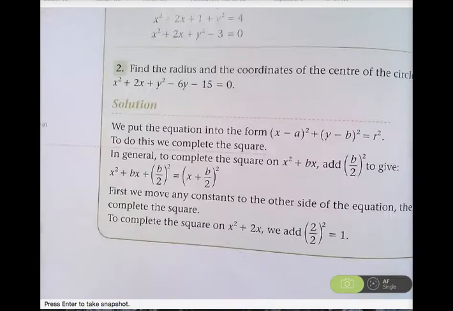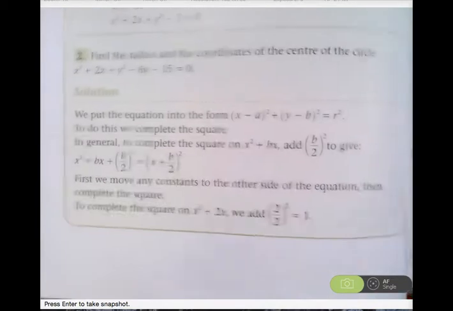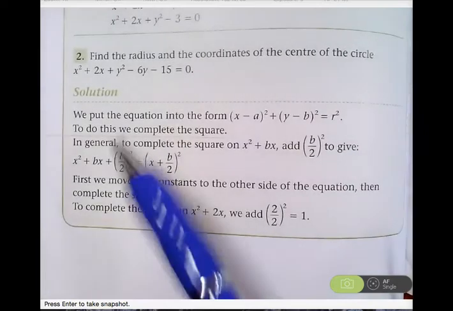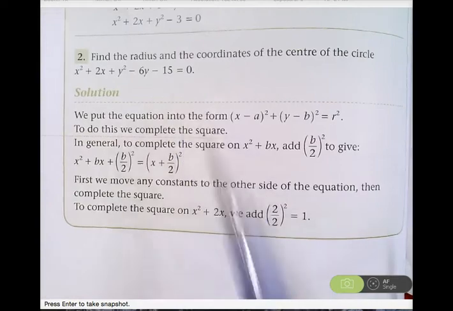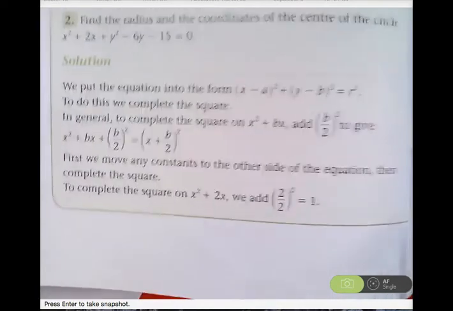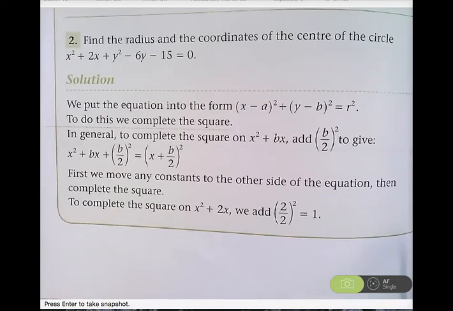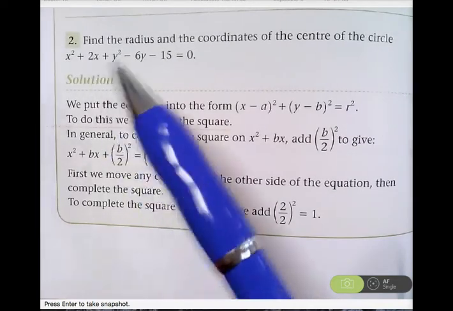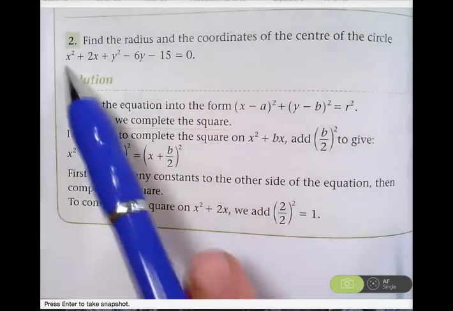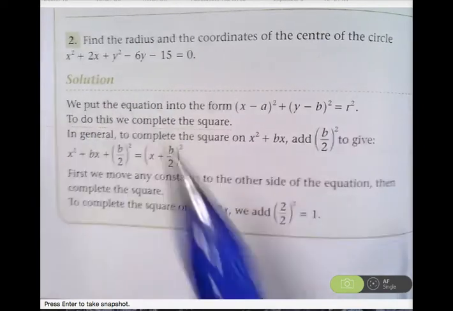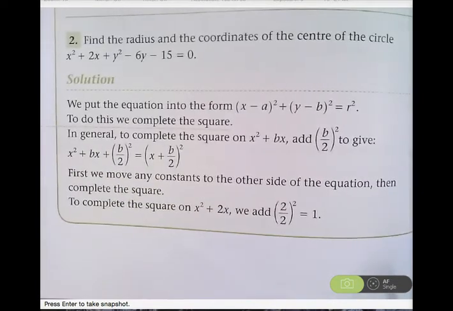Then this one, you know how I was talking about completing the square? That's what we're doing today. Find the radius and coordinates of the centre of this circle. We're not going to copy this one down. You know it's a circle because it's got x squared and y squared in it. That makes it a circle. The plus 2x and the minus 6y means that the circle is not at (0, 0).